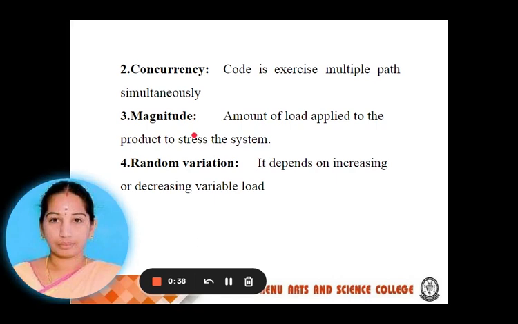Next one is magnitude, the amount of load applied to the product as a stress on the system. That means how much load will be applied to the product. Next one is random variation. It depends on increasing or decreasing variable load. So it is a process mainly caused by irregular situations. So these are all the things in random variation.